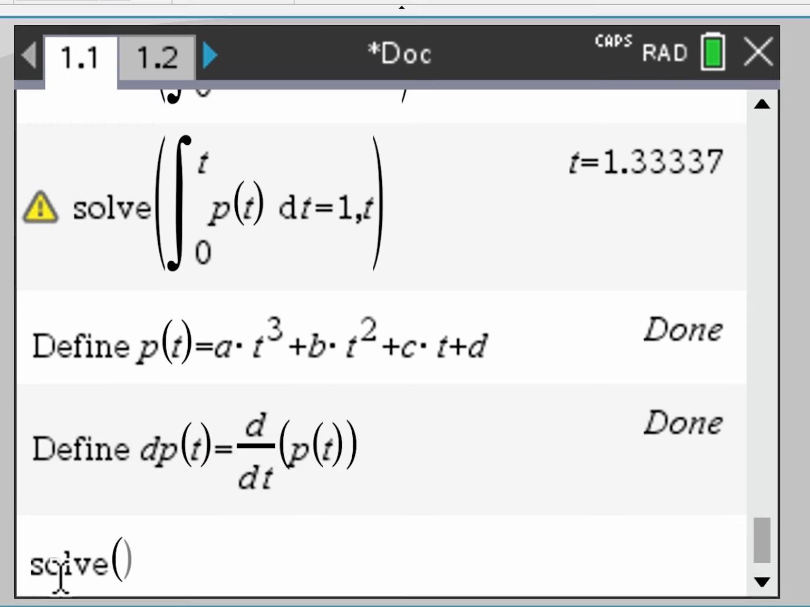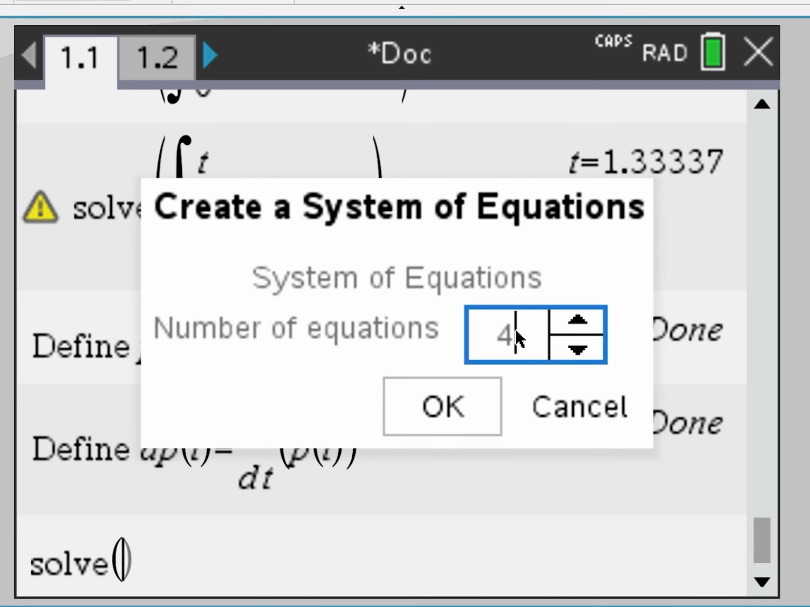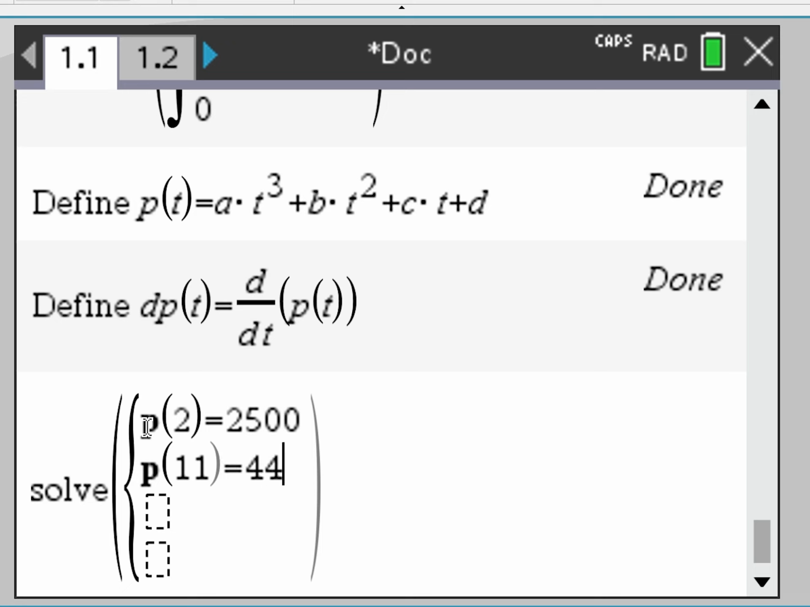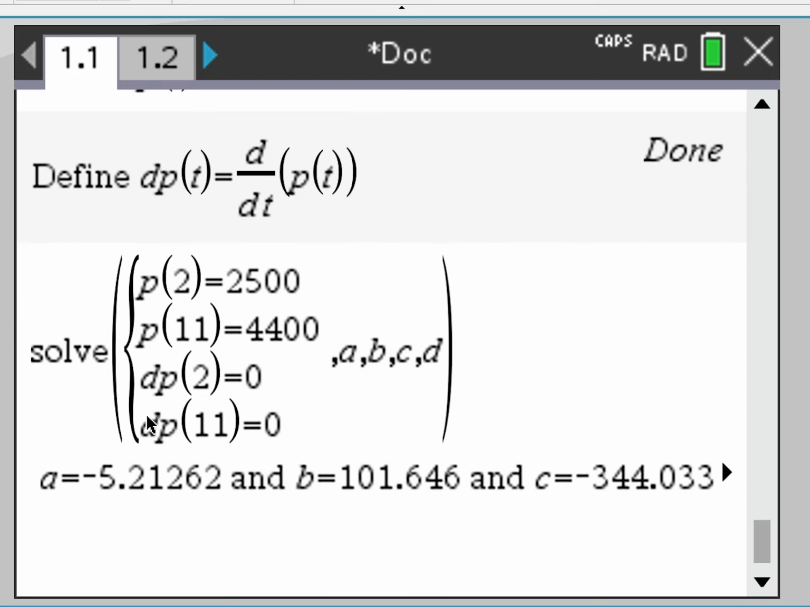Now we can just solve this. So solve, and we do the option for 4 because we have 4 things to solve for. Now we just substitute the coordinates. So p of 2 equals 2500, p of 11 equals 4400, dp of 2 equals 0, and dp of 11 equals 0, comma a, comma b, comma c, comma d. Enter. There you go.